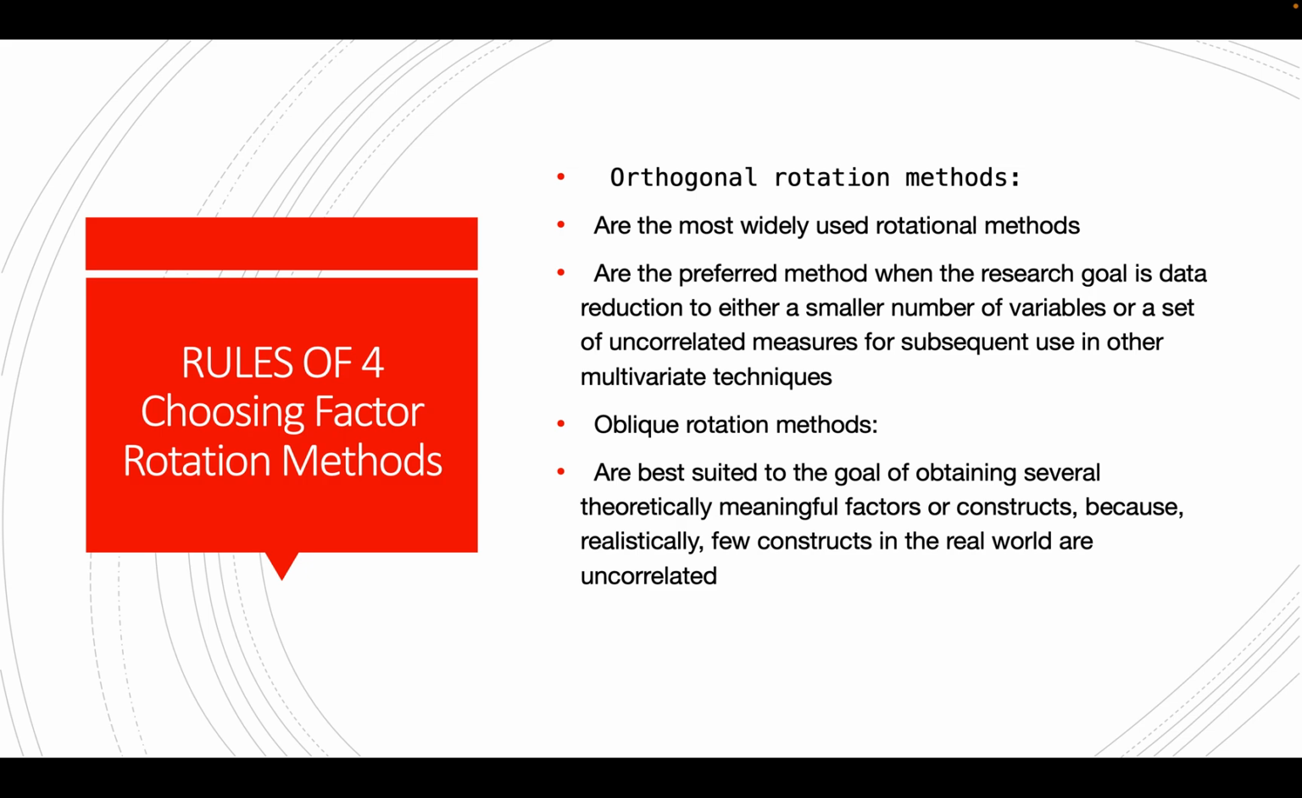Rule of thumb 4, choosing factor rotation methods. Orthogonal rotation methods are the most widely used rotational methods. They are the preferred method when the researcher's goal is data reduction to either a smaller number of variables or a set of uncorrelated measures for subsequent use in other multivariate techniques. Oblique rotation methods are best suited to the goal of obtaining several theoretically meaningful factors or constructs, because realistically, few constructs in the real world are uncorrelated.